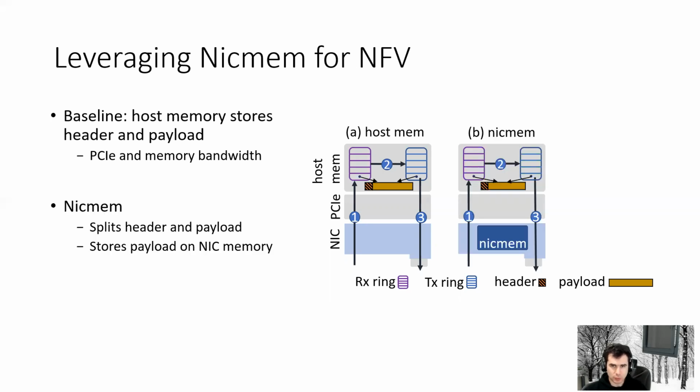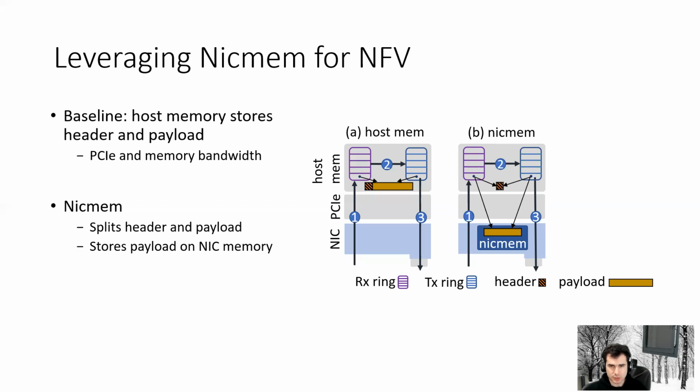So our proposal with Nicmem is to split packet headers from payload and to store the payload on NIC memory. And this is illustrated by the following transition. So we take the payload and move it into Nicmem. And now we also need to get the headers into hostmem. So we use an additional pointer to point to hostmem. And this is how we work with the Nicmem approach.